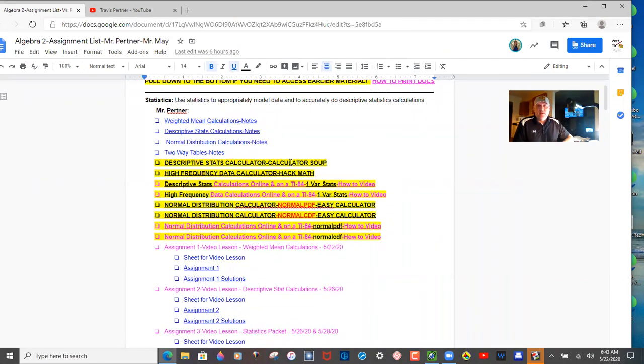There's a lot of explaining with the graphing calculator that I have to do, and also some online resources that you can use as an alternative to a graphing calculator. And that's all on this giant block of yellow highlighted things. You should watch all the how-to videos.